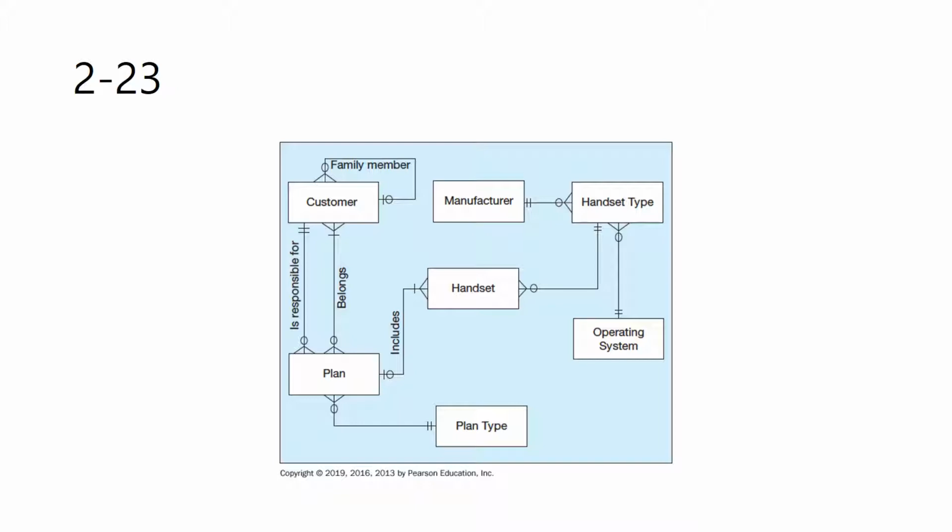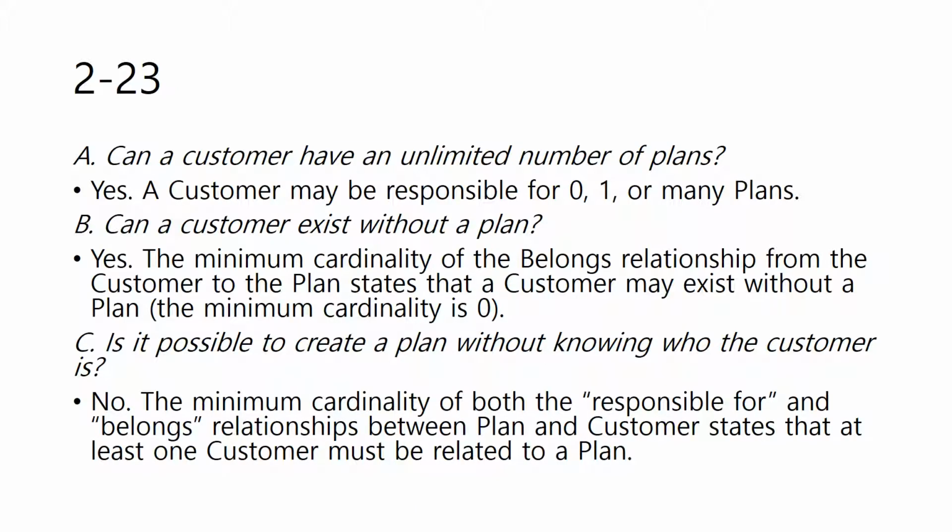Based on the figure, answer the following questions and explain the rationale for your response. For each question, identify the element in the entity relationship diagram that you use to determine your answer. Problem A. Can a customer have an unlimited number of plans? Yes. A customer may be responsible for 0, 1, or many plans from above figure.